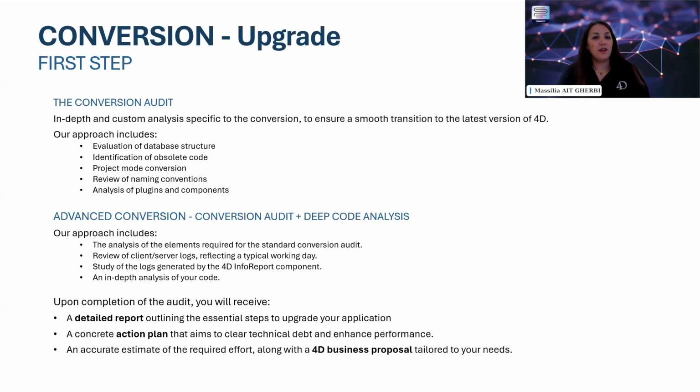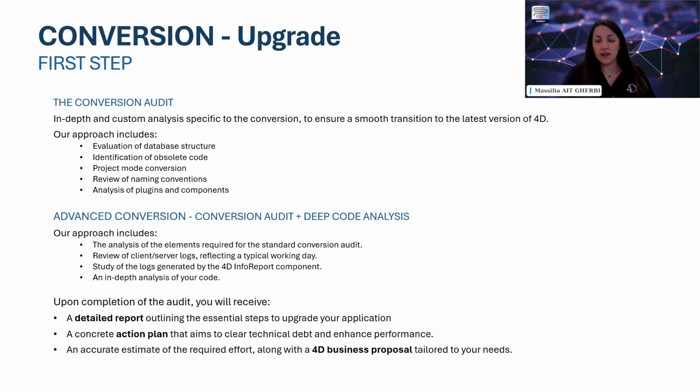So now, the first step is the conversion audit. This is a detailed and personalized analysis of your application to identify potential risks and prepare the upgrade properly. We look at database structure, tables, fields, relationships, missing primary keys, but also we do a code review to check the outdated commands, variable management, and more. The project mode, to share with you the benefits, the errors, and warnings to address. The naming convention for tables, fields, methods, forms, objects. And finally, the plugins and components to identify outdated or unused elements.